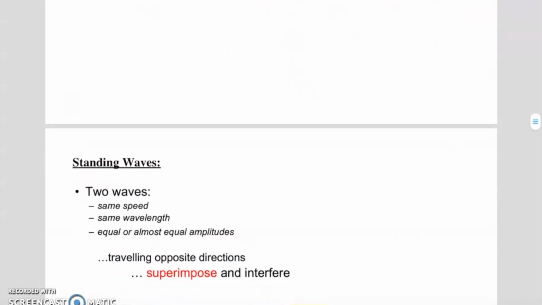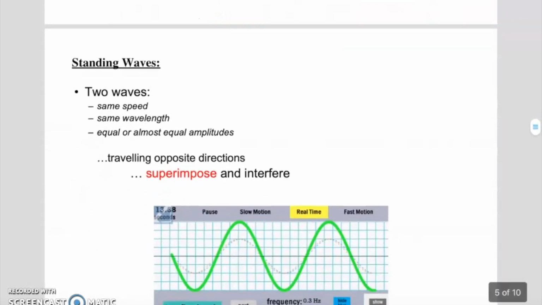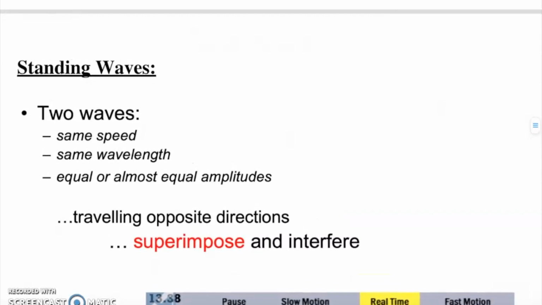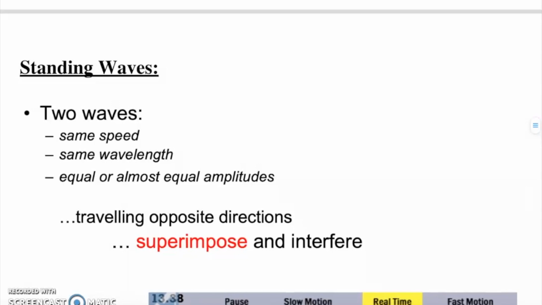Okay, so I want to talk to you about a very special case called standing waves. Now, standing waves occur when two waves that are traveling at the same speed, that have the same wavelength, and equal or almost equal amplitudes, are traveling towards each other in opposite directions. They are going to superimpose and interfere, but in a really special way.